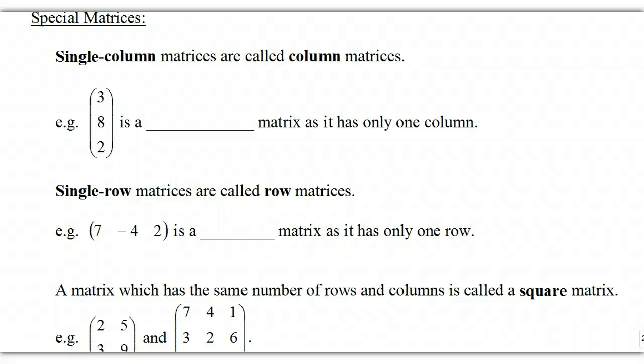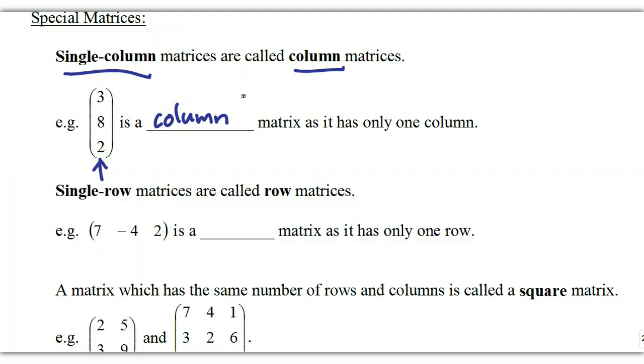Alright, now we're going to look at some special matrices. If there is a matrix that has only one column, that is only a single column, there's a special name for it and we call it a column matrix. So for instance, in this example given here, we say that this is a column matrix because it has only one column.